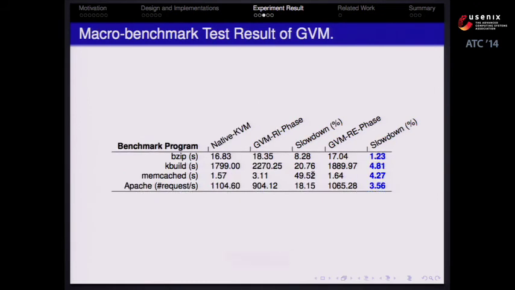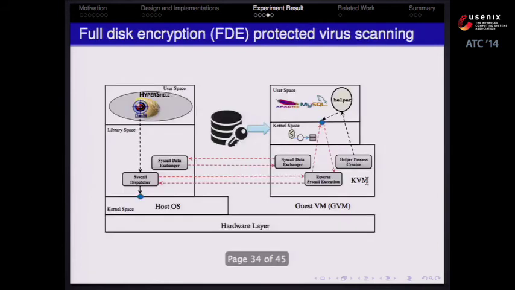We also select four real-world workloads to quantify the performance overhead. As you can see, for the RI phase, the slowdown is also large, and for the RE phase, the slowdown is also small. In the following, I will demonstrate an interesting use case of our system.